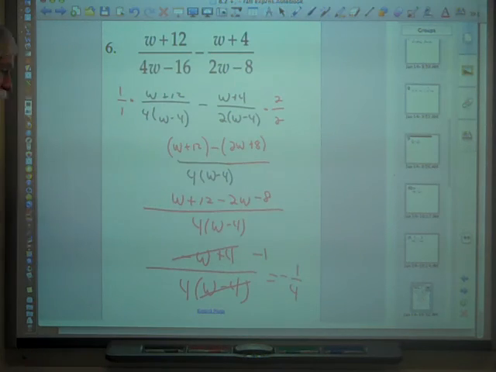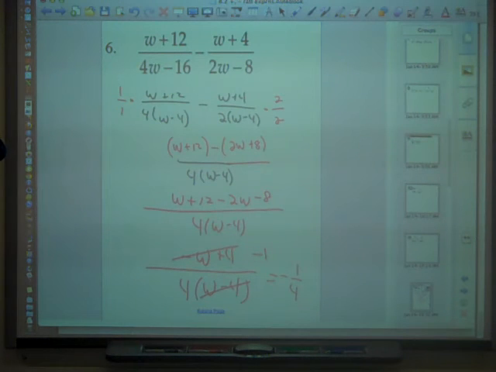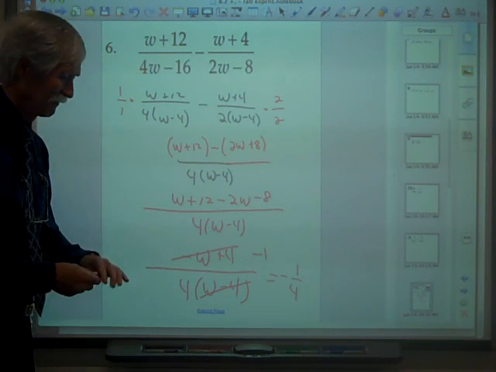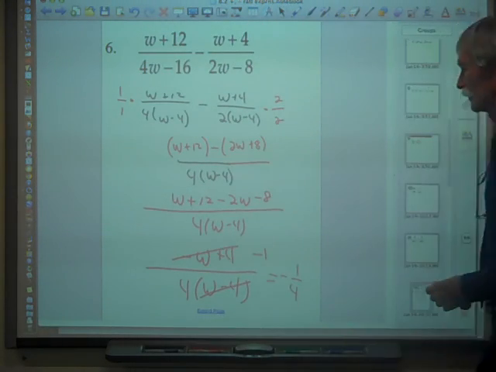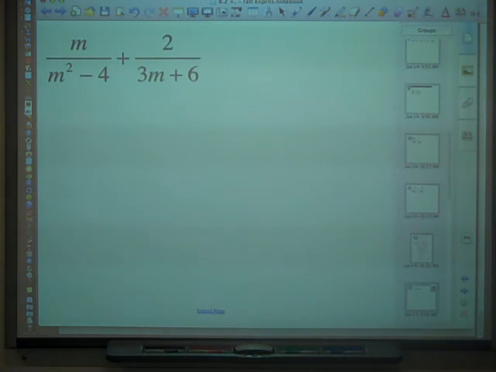Oh my goodness. What's that? Goodness gracious, we get negative 1/4. Izzy's gonna have a fit. Try that. Factor first.